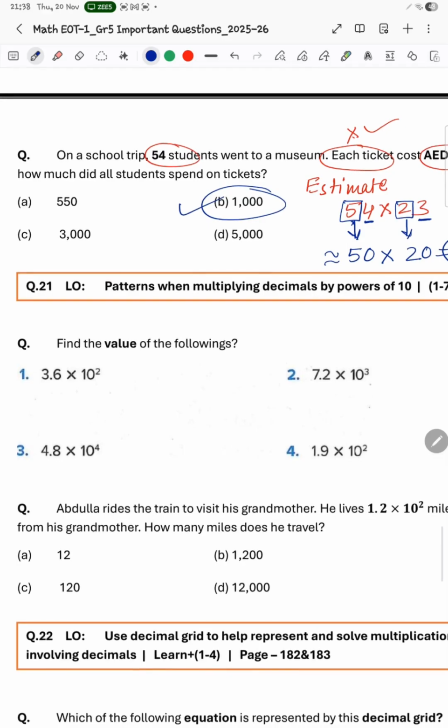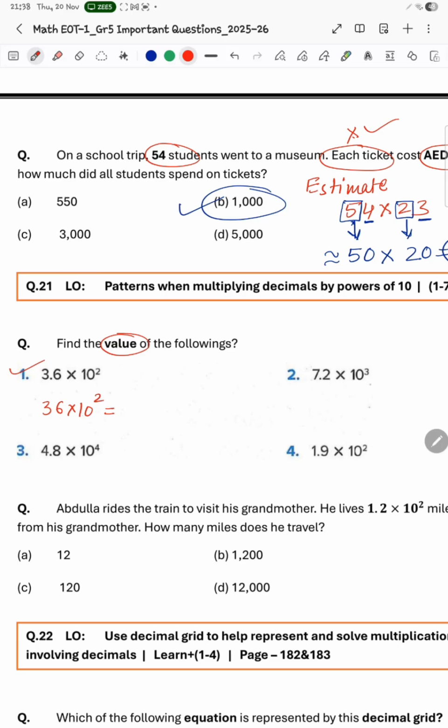Now this is again a very interesting question. Find the value of this. Be careful in this question, otherwise many students will make this mistake. Whenever you have this type of question, first step, ignore the dot. So I will ignore the dot and write 36 times 10 power 2. First ignore the dot and write the answer for this.